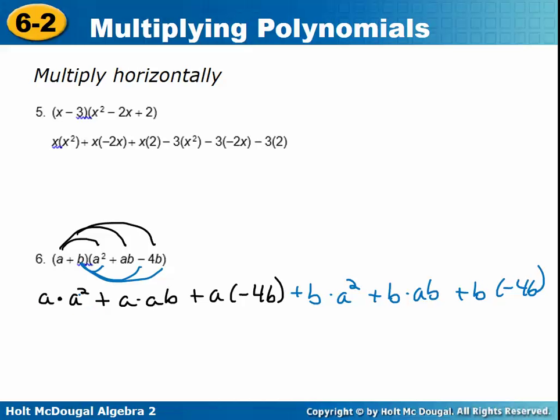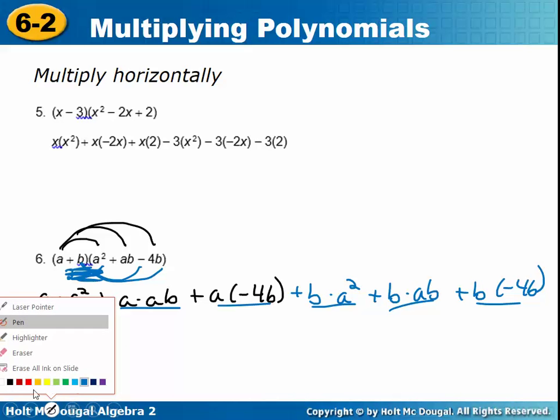Now these are all terms separated with plus or minus: 1 term, 2 terms, 3, 4, 5, 6 terms. You can tell how many terms you'll have by multiplying how many terms are in this one times how many terms are in this one. There's 6, so it's going to be 6 terms. But there might be some terms that will combine. You might have some like terms when we're done.